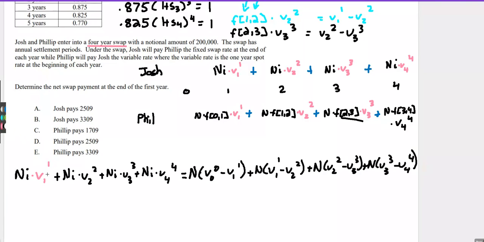Okay, now this is why we didn't need the notional amount, because I can divide the entire equation by N. So the N's cancel out. Works out really nicely.